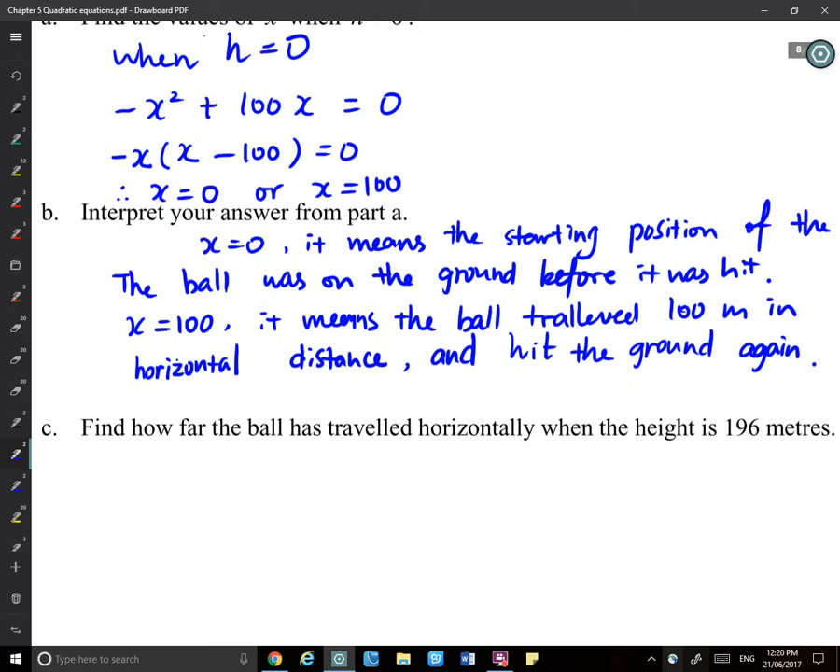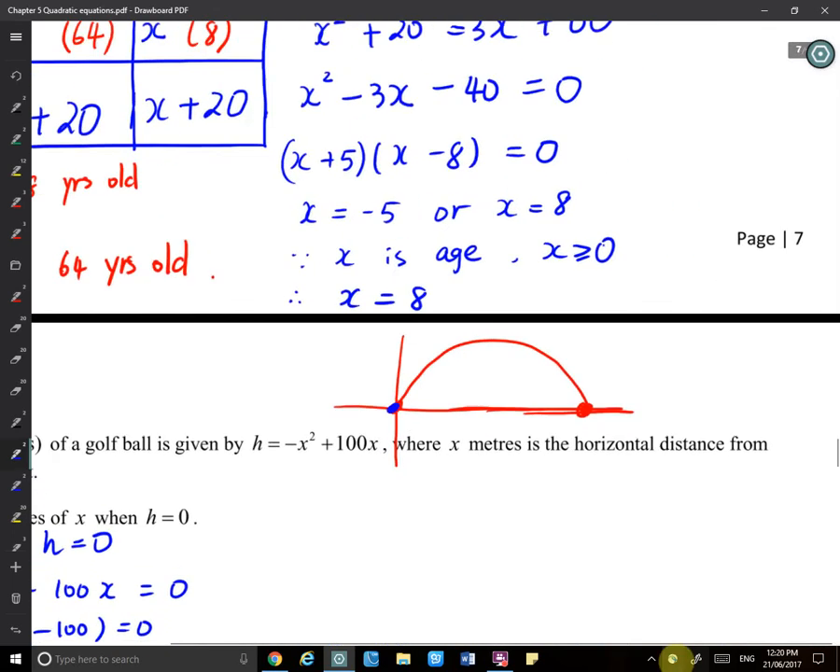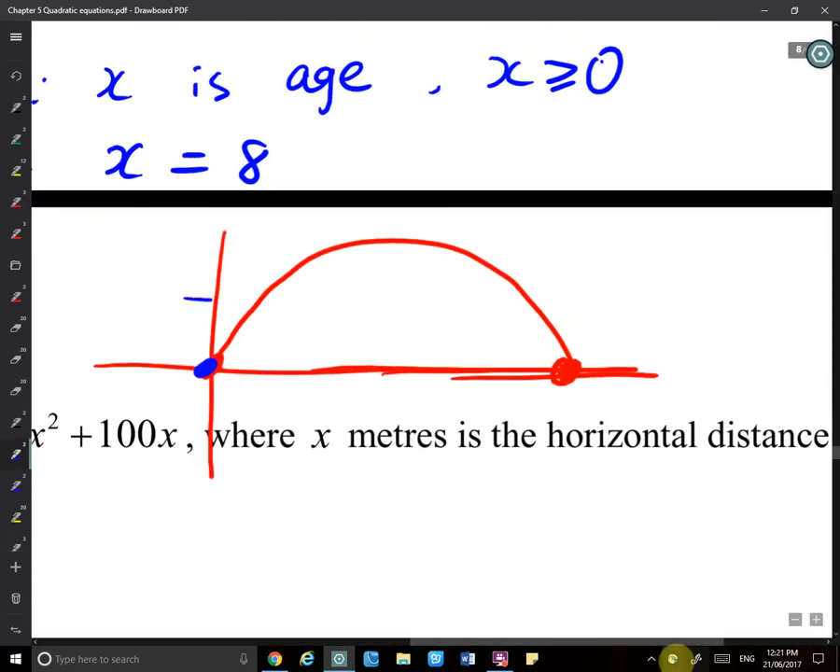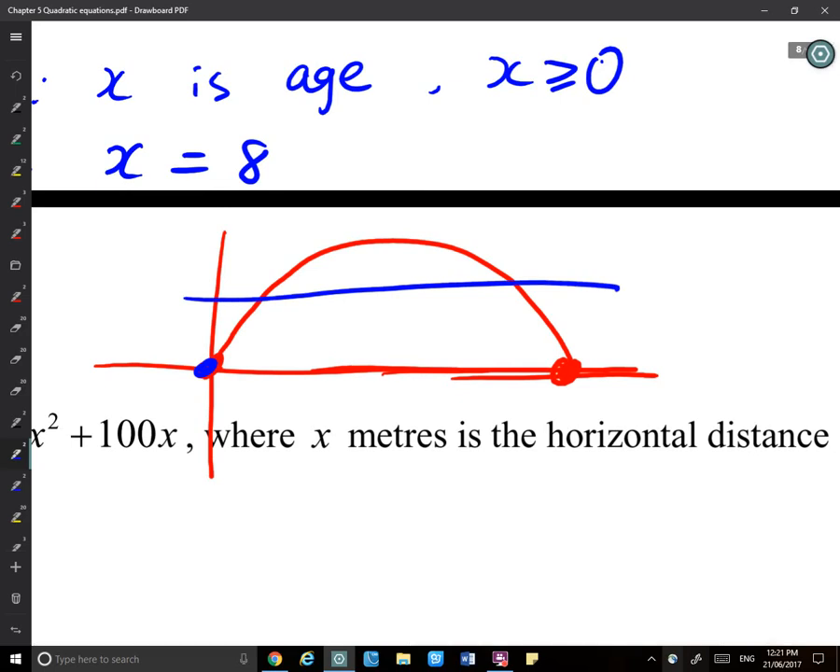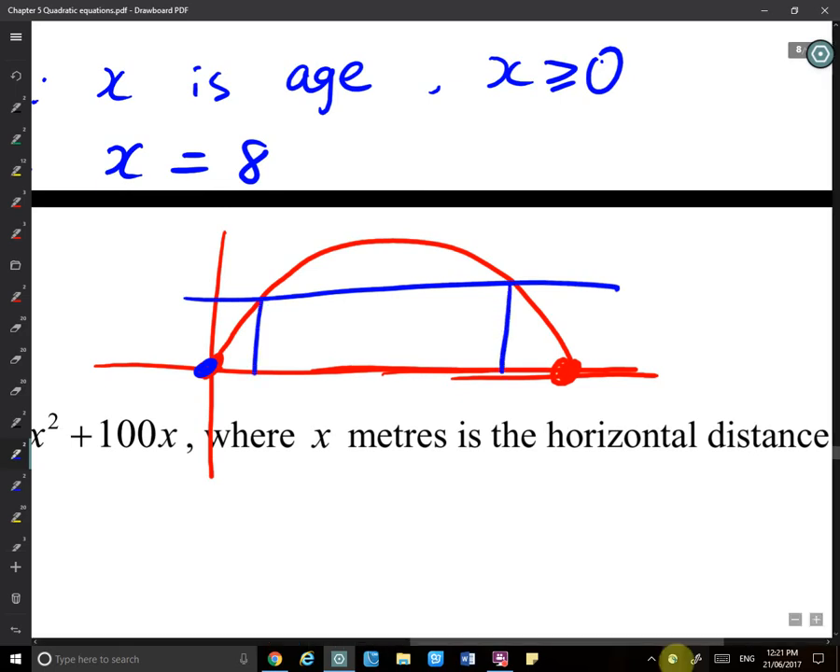Okay, C is asking, find how far the ball traveled horizontally when the height is 196 meters. Well, let's have a look at this graph. Let's say 196 meters is here. There will be 2 points that give you 196 meters. Is that correct? You will be at point A and point B.